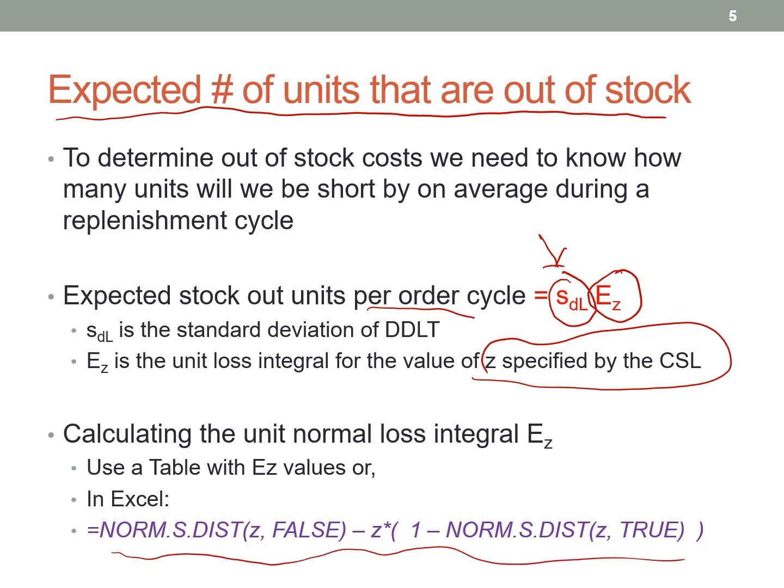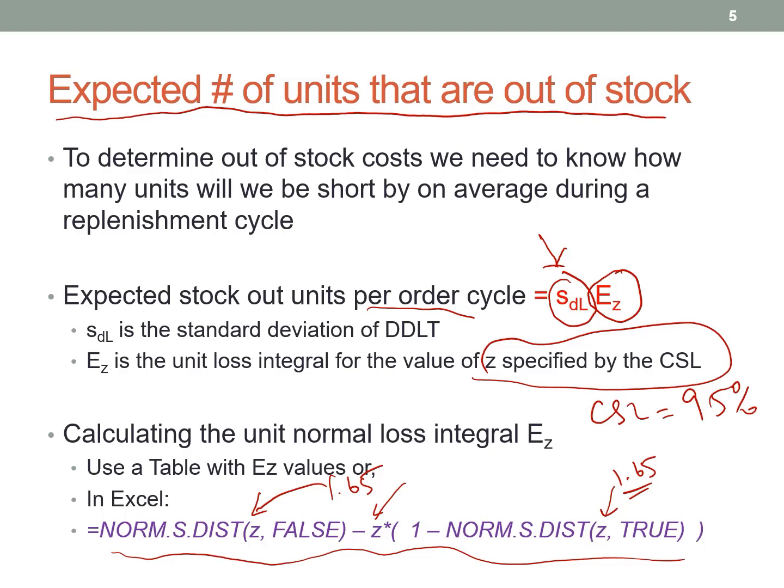In this formula, Z will be the value of Z that comes from the cycle service level. So if CSL is 95%, then plug in 1.65 for Z in this formula. So whenever you see Z, you just type in 1.65. If the cycle service level is 99%, then you figure out the value of Z for that and you plug that in.